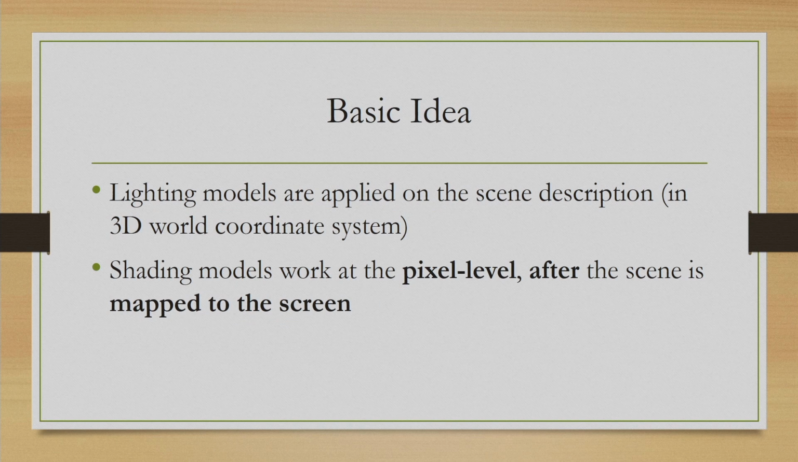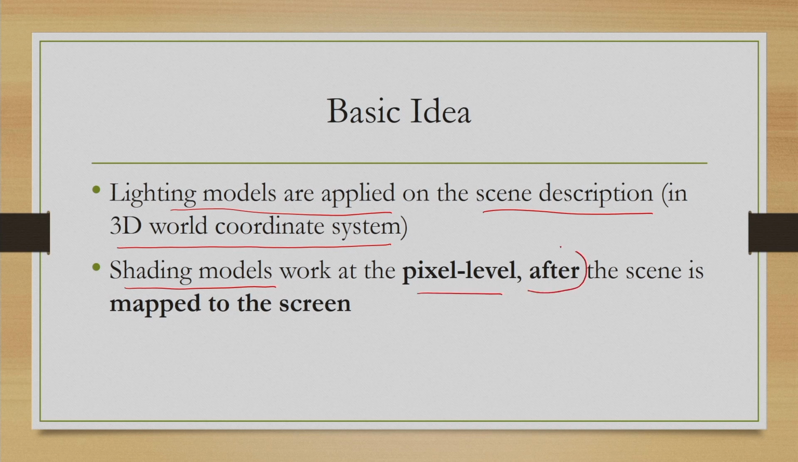The other major difference is that lighting models are applied on the scene description, that means in the 3D world coordinate system, whereas, as we have just mentioned, shading models typically work at the pixel level after the scene is mapped to the screen, or after the rendering is done, that is, the fifth stage of the pipeline is performed.